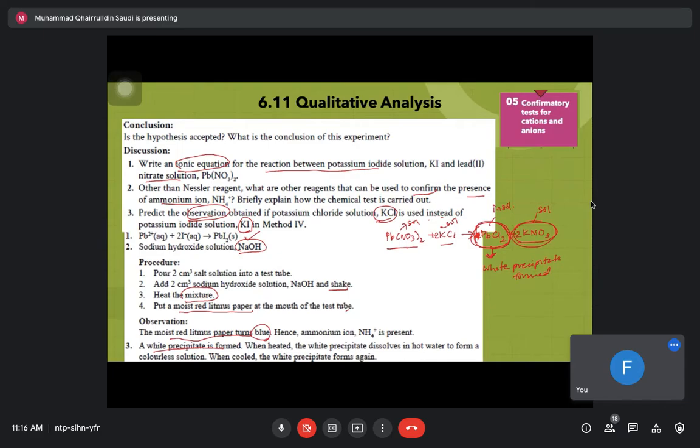Okay? This one akan form sebab lead chloride adalah insoluble. So awak tak dapat yellow precipitate. Okay, kalau kita tambah yang ni, kita akan dapat yellow precipitate sebab yang terhasil adalah lead iodide. Tapi kalau kita tambah yang ni, kita akan dapat white precipitate sebab yang terhasil adalah lead chloride. Good.